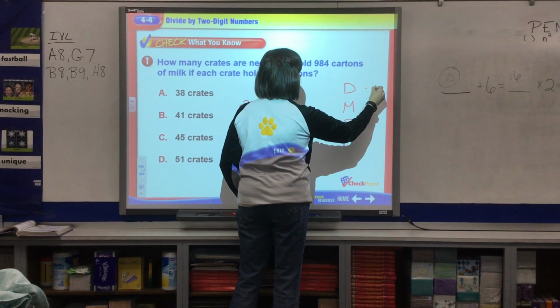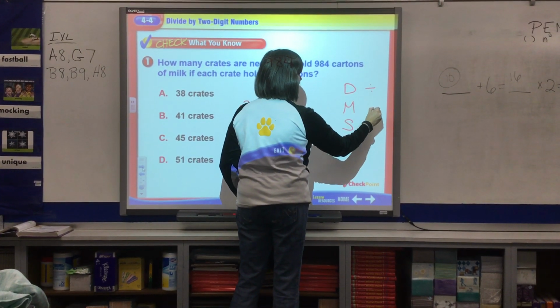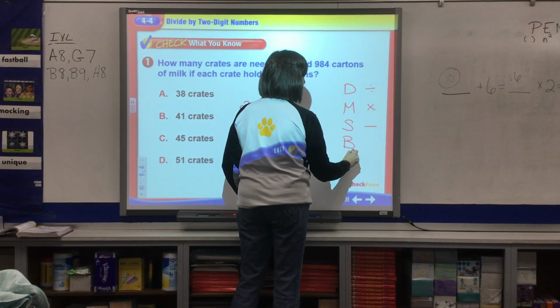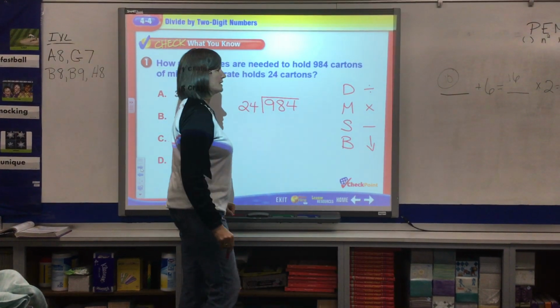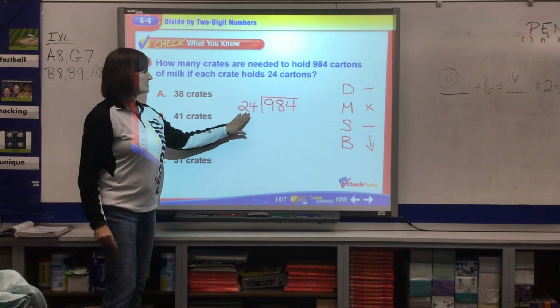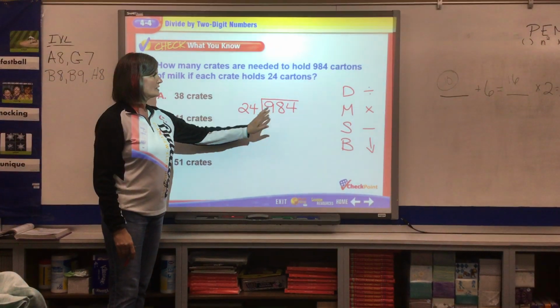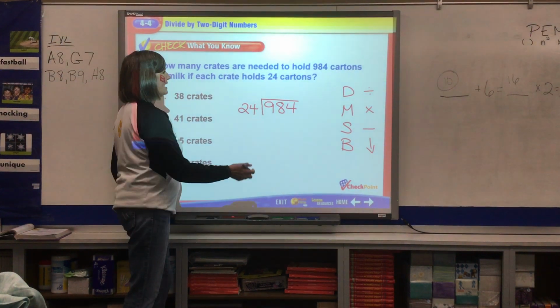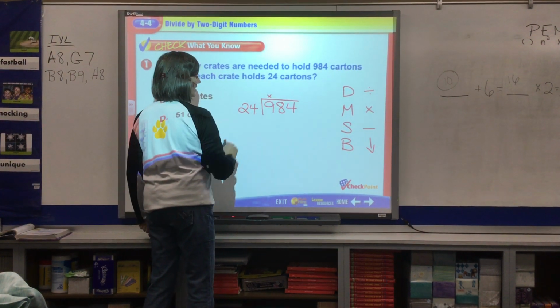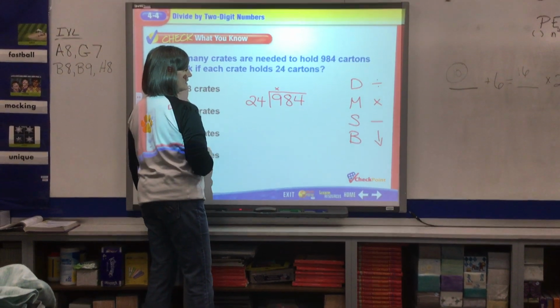And remember again, the D stands for divide, the M stands for multiply, the S stands for subtract, and the B stands for bring down the next number. All right, so we start over here with dividing and say to ourselves, does 24 go into 9? It does not, so if you wanna put that little X up there, so you know you go to the next place value.